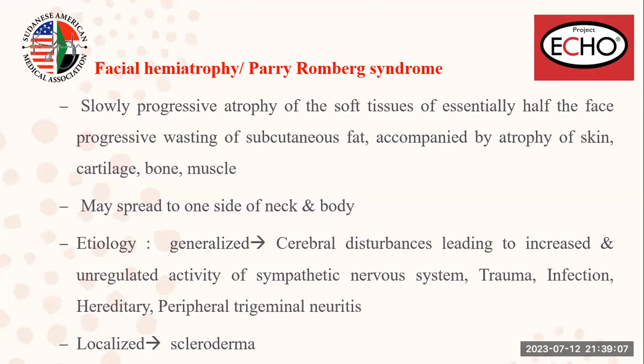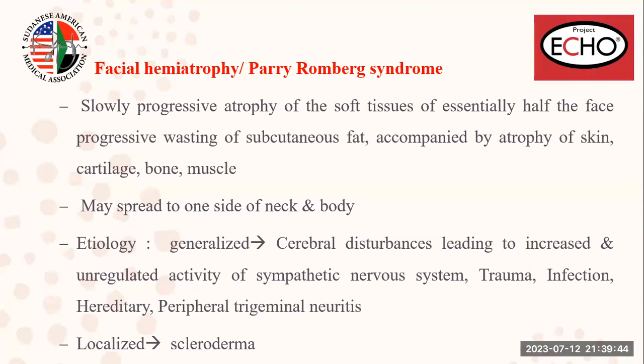The etiology in the generalized type, they might have cerebral disturbances leading to increased and unregulated activity of the sympathetic nervous system, which causes the problem. They might have trauma or infection. It may be hereditary. Sometimes it may be due to peripheral trigeminal neuritis. In the localized condition, they might have a condition called scleroderma, which affects the skin and the ectodermal tissues in specific parts of the body. So if they have scleroderma, this might affect half of their face, leading to Parry-Romberg syndrome or facial hemiatrophy.